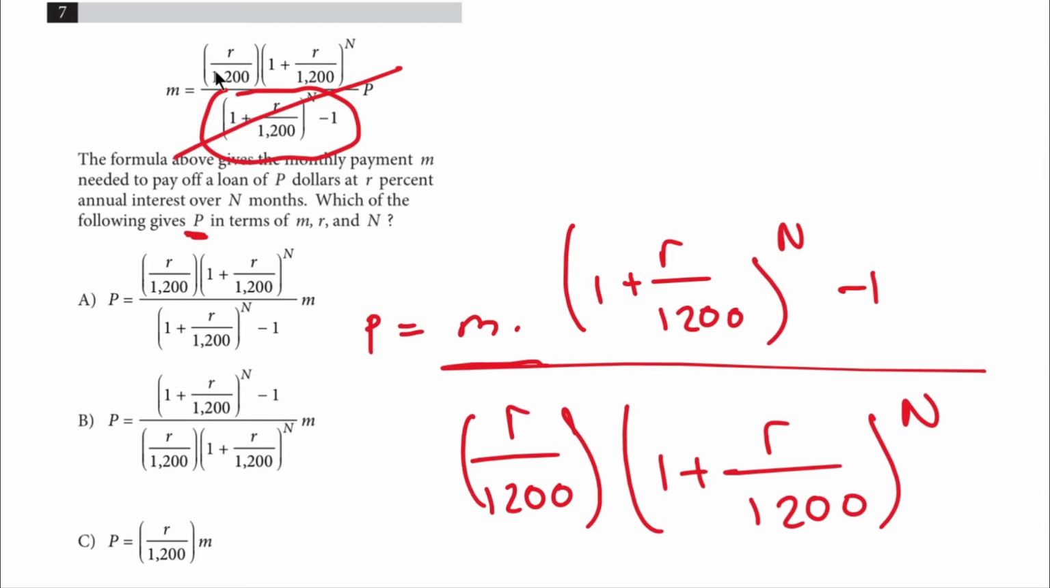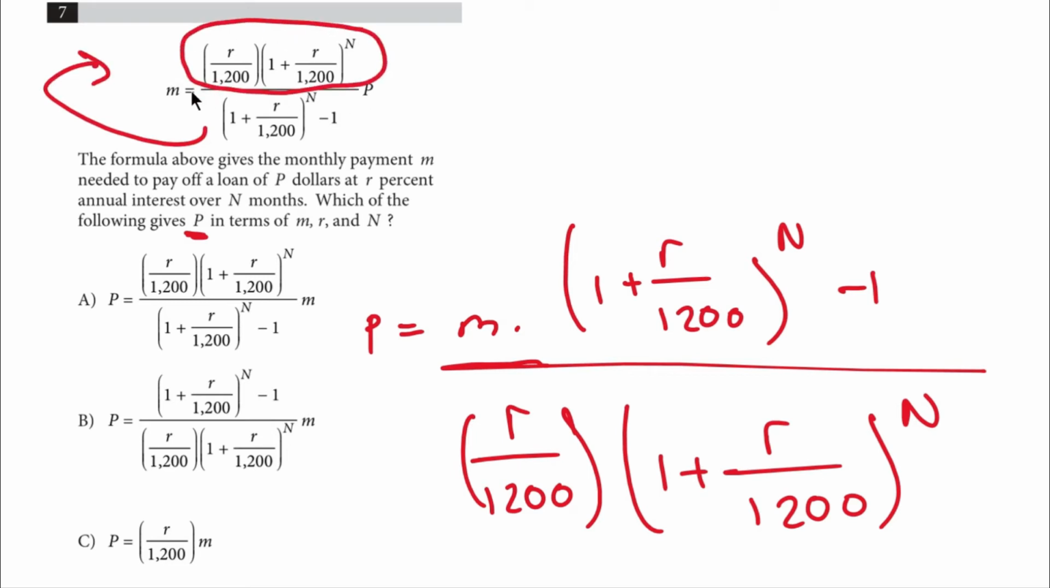So what we did is we just moved everything at the bottom to the top, and we put everything at the top to the bottom right next to M. Alright, so M is multiplied by that. Therefore, the correct answer is B. Now let's move on to the next question.